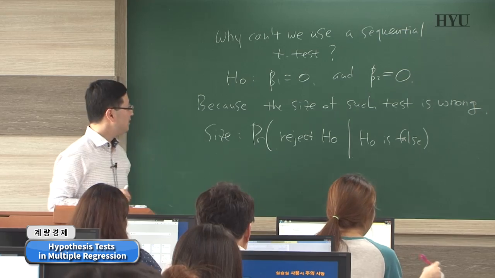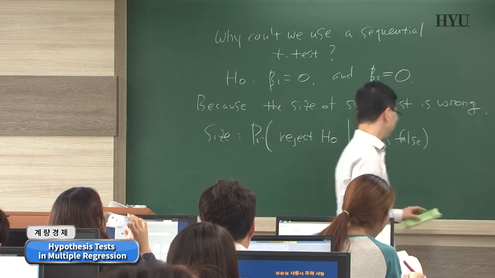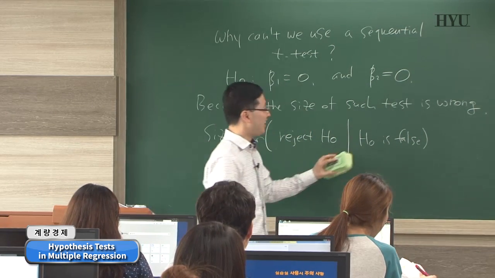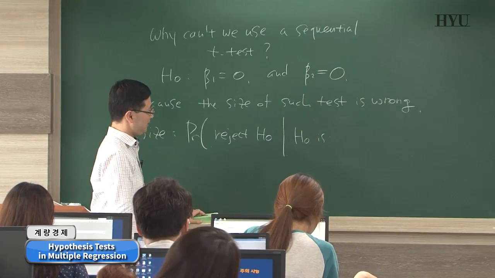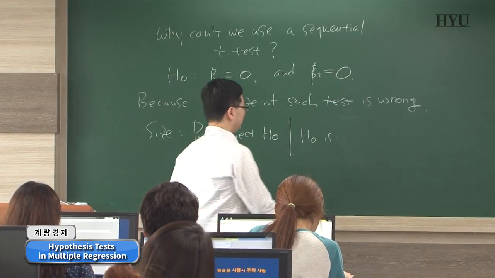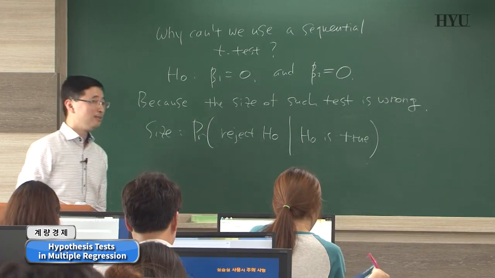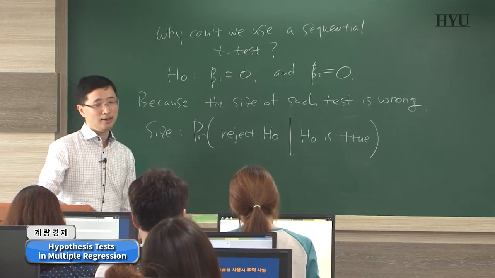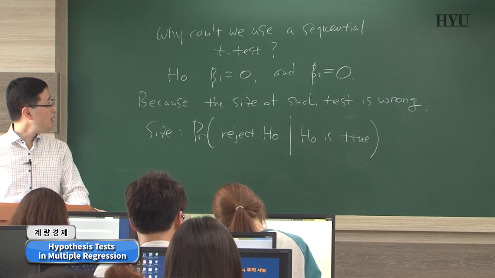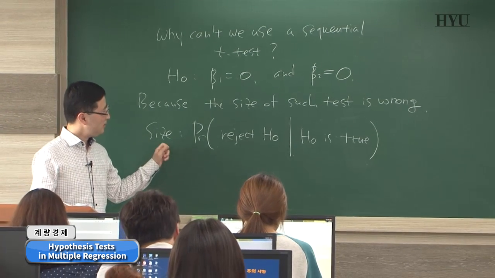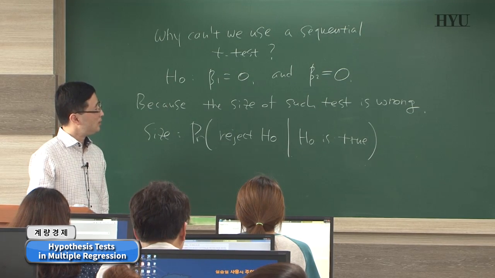No, reject the null. No. I got confused. It's really kind of tricky already. If the null is false, then we want to reject it, right? So it's not a problem. The null is true. When the null is true, we don't want to reject it. If you reject it, that's a mistake, right? The size is the probability of this mistake. And somehow, we have to argue that this does not go right if you use a sequential t-test.